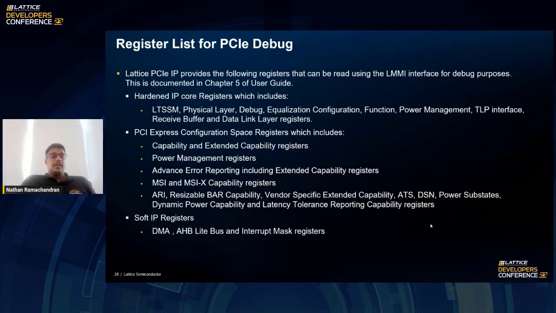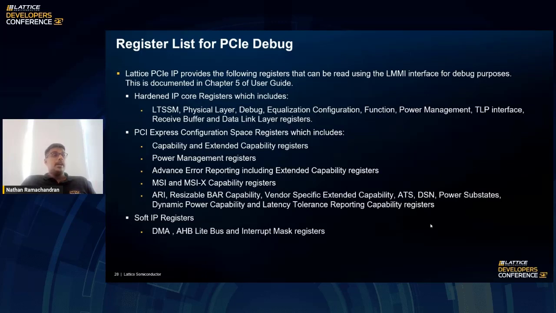Okay, as for the register list, we offer a range of registers for debugging. Within the hardened PCI link layer itself, there are a lot of registers, and we have the registers that show the LTSSM states. What are the physical layer states that we need to look at? For example, if you want to know if an electrical idle exit condition is triggered, then we have registers for that.